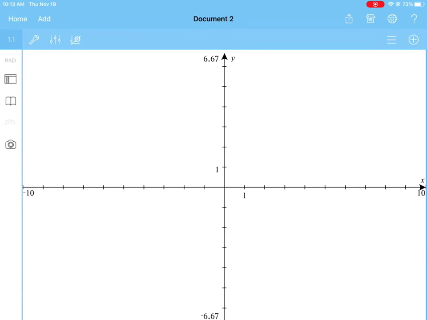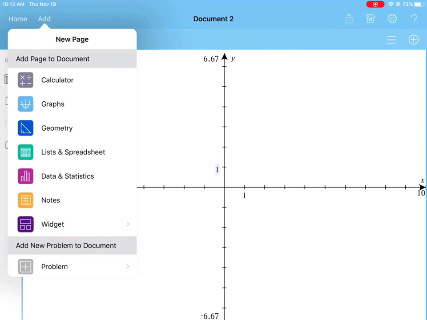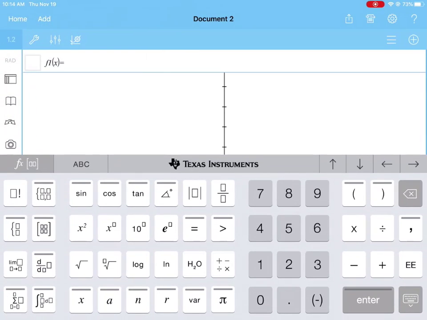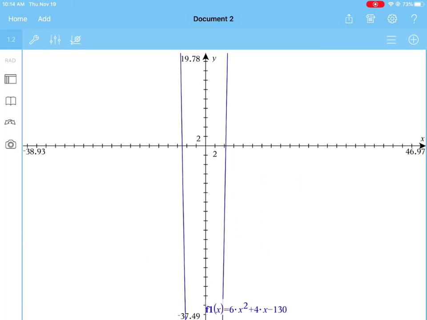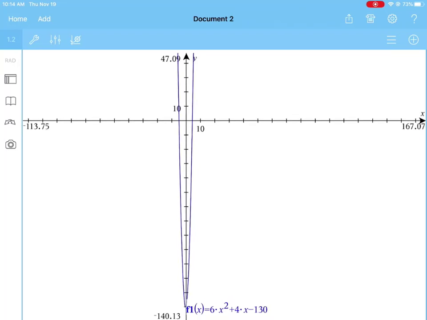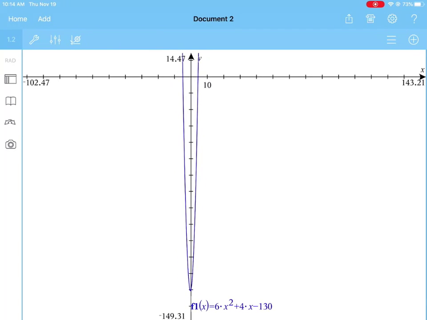So we are looking at the graph, and we're going to use our Inspire calculators. This is the one I have on my tablet. We're going to go down and add in a graph. We're going to type in the equation that we just found. So 6x squared plus 4x minus 130. Now this is our graph. It's zoomed in pretty heavy because there's a lot going on here. And that last number, that negative 130, says that the y-intercept is at negative 130. We're opening up because 6 is positive.